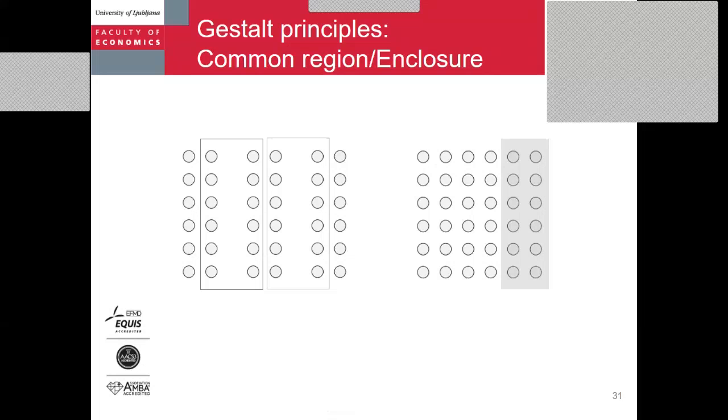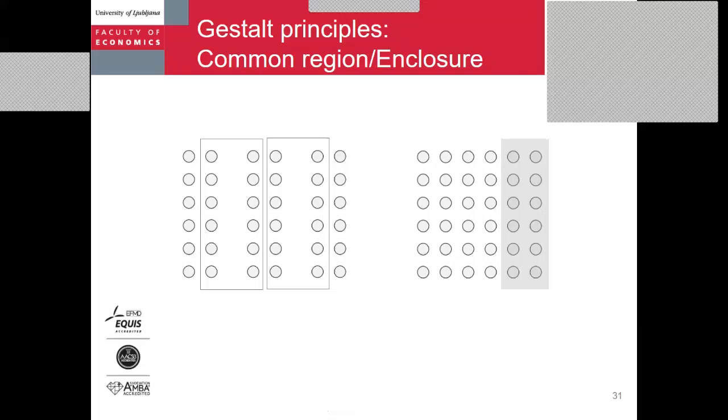And similar to this example to the right, before we had just a group of dots, and now we have a column shaded. And so this is the enclosure principle that says that elements tend to be grouped together if they are located within the same closed region, or if they are enclosed with a line or have another visual border, like here the shaded background. You just tend to put that together.